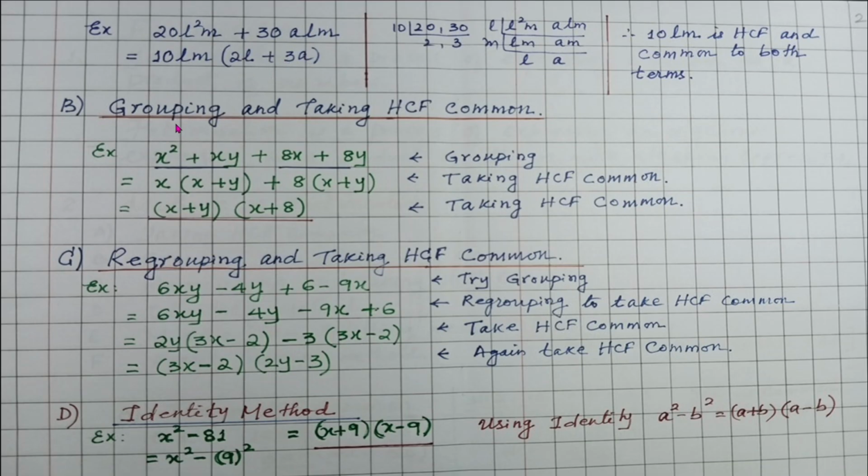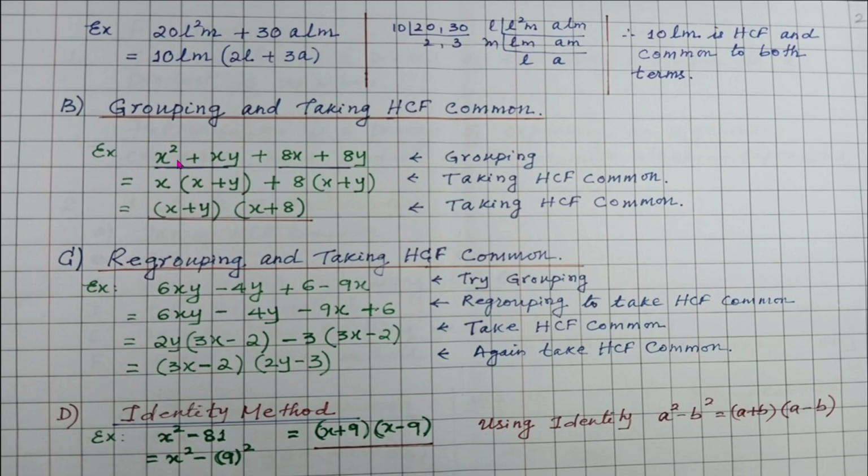Now the second method of factorization is grouping and taking HCF common. Now we have four terms here. Earlier we had two terms, here we have four terms. When we have four terms, then we can group them and take HCF common. Now let us group them first. x square plus xy and 8x plus 8y, and the grouping is done by inspection, so that we get HCF common to the two terms here and the two terms here.